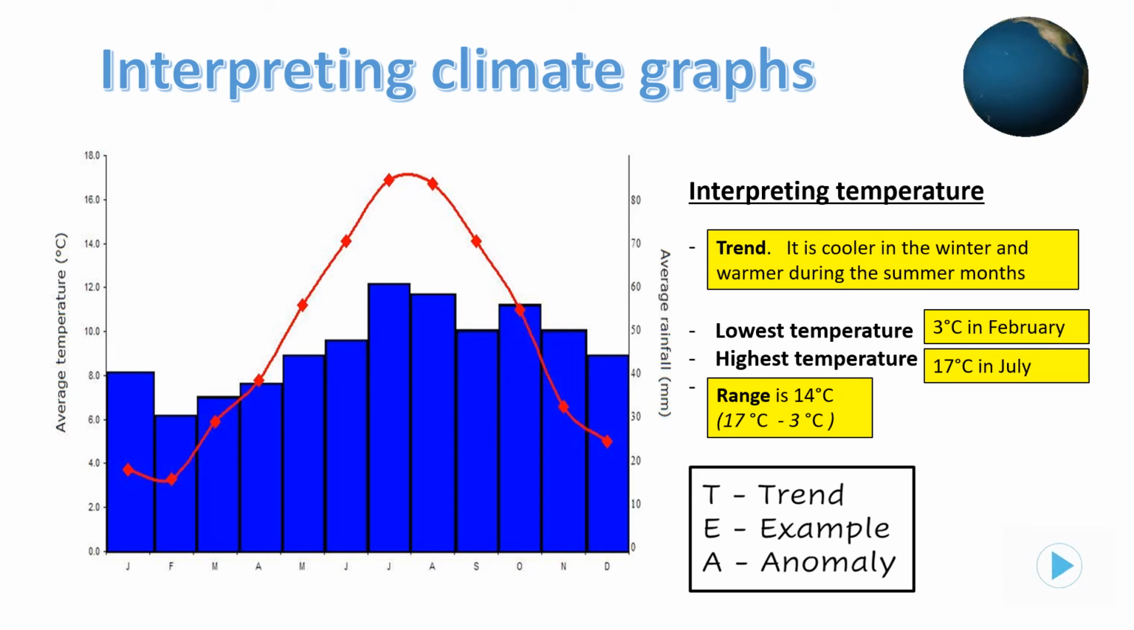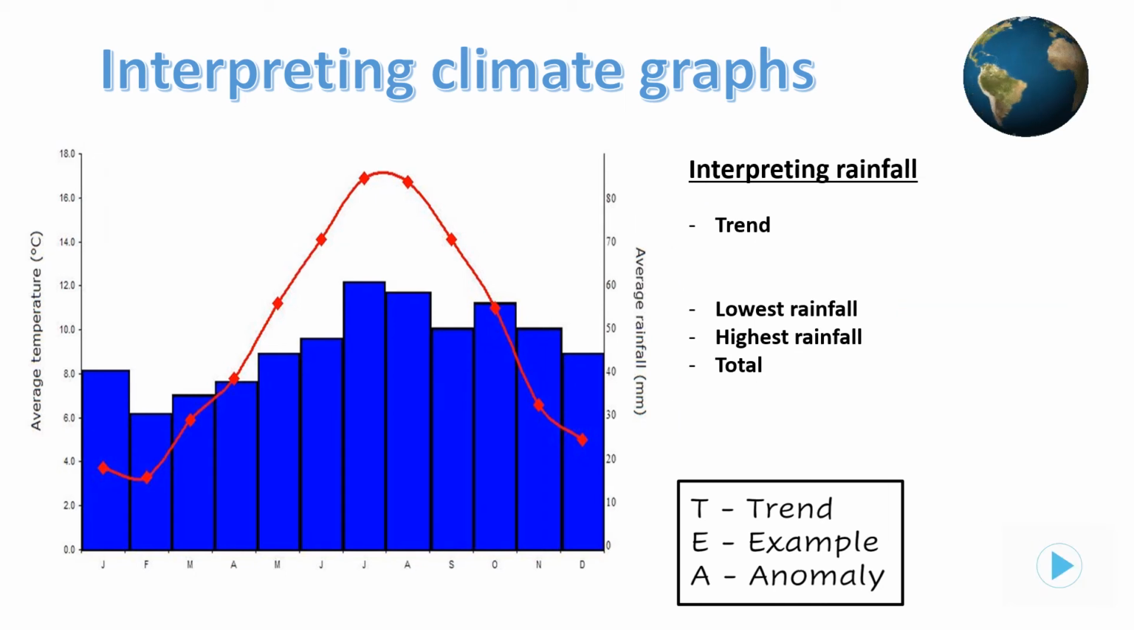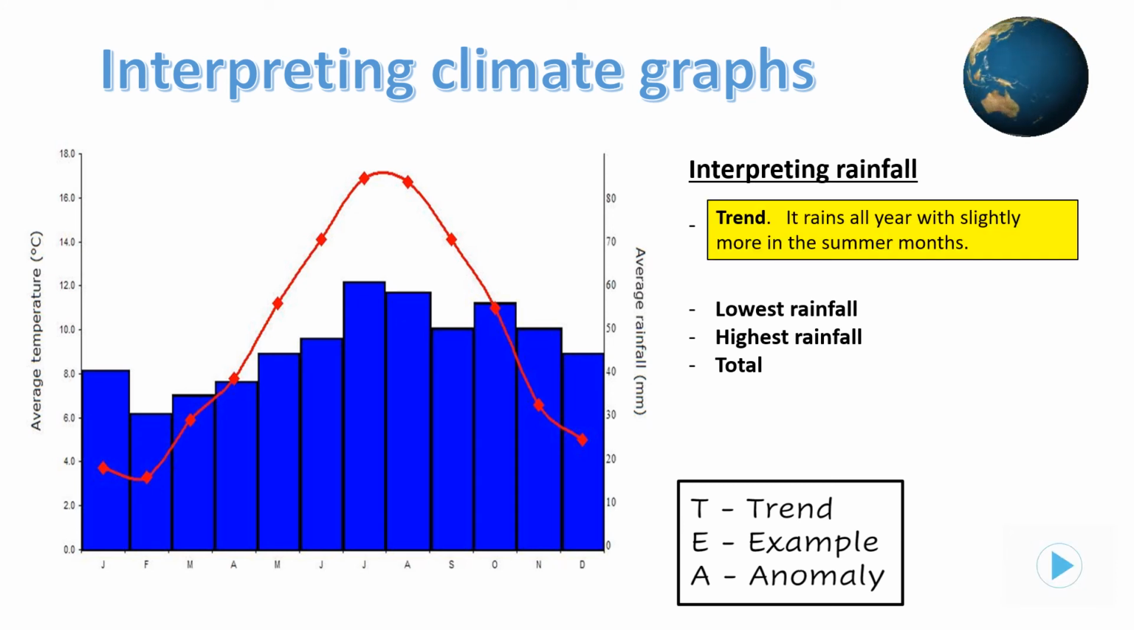Pause the show and check that you understand how to interpret temperature before moving on. Before looking at the rainfall, double check which axis refers to rainfall and look at the scale it shows. Here the rainfall axis is on the right of the graph. The trend for the rainfall here is very similar to the temperature, with it raining all year but being drier in the winter and slightly wetter in the summer months.